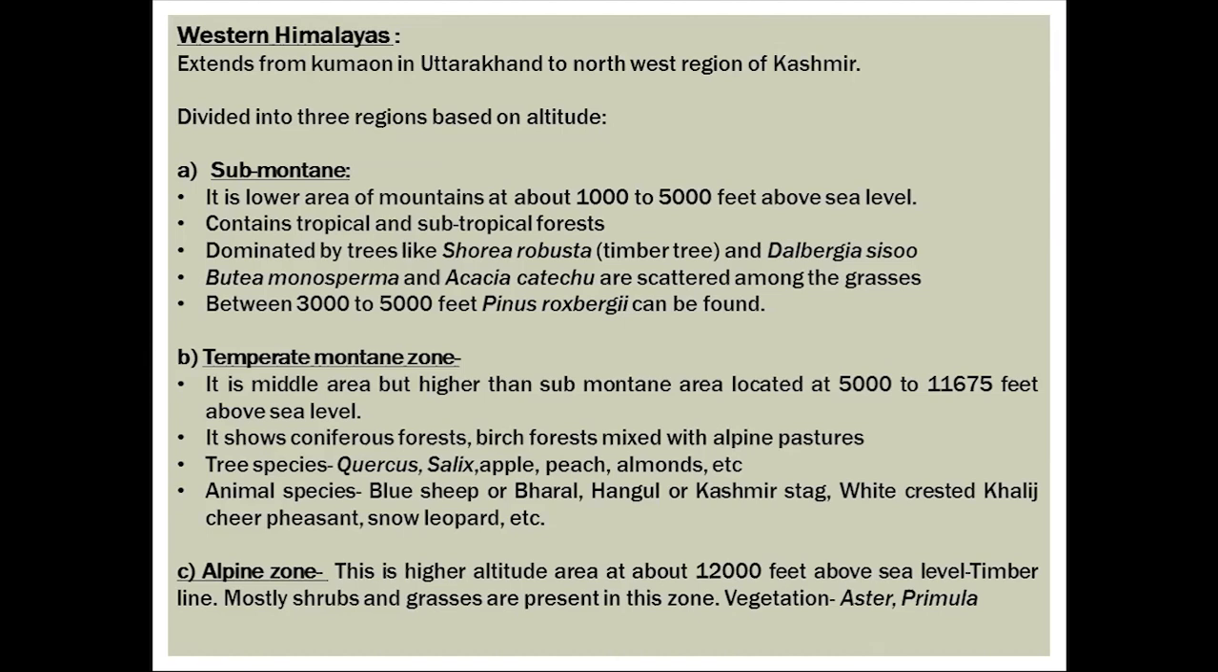In the temperate montane zone, one will find blue sheep or bharal, then the Kashmir stag, snow leopard, and apple, peach, almond trees can be found in this region. So it is a temperate mountain zone, so coniferous forest will be present. And then the third is the alpine zone. Alpine zone again is mostly comprised of shrubs and grasses.